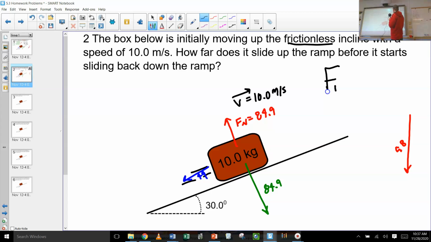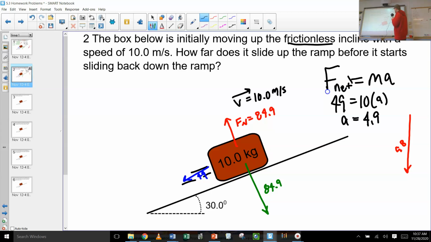When I do that whole net force, my net force is still 49. My mass is still 10. So my acceleration is still 4.9. Now, here's where it's kind of tricky.